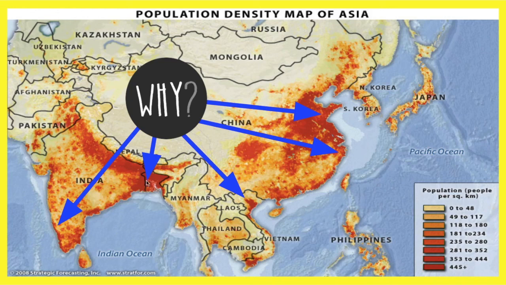Coastal areas, and Bangladesh here as well, are always going to have higher population densities than others, whether it's because of the economic opportunities in those areas, the trade that occurs, or historically because that's where those cities first started.